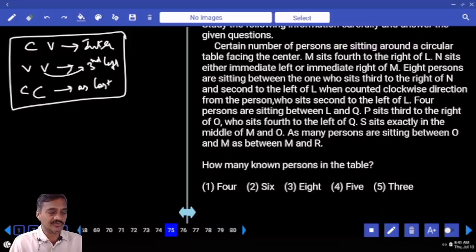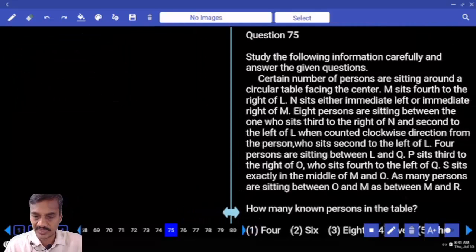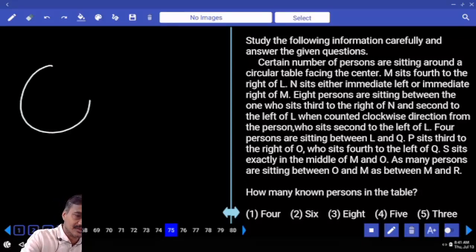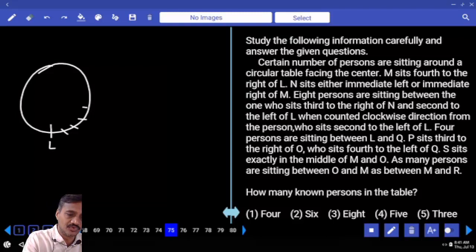Then 75 to 79. A certain number of persons are seated around a circular table. Now first priority to the last. A certain number of persons were there, and they were seated around a circular table. M sits 4 to the right of L. L is here. And where is this M? M sits 4 to the right. 1, 2, 3, 4. M sits 4 to the right of L.